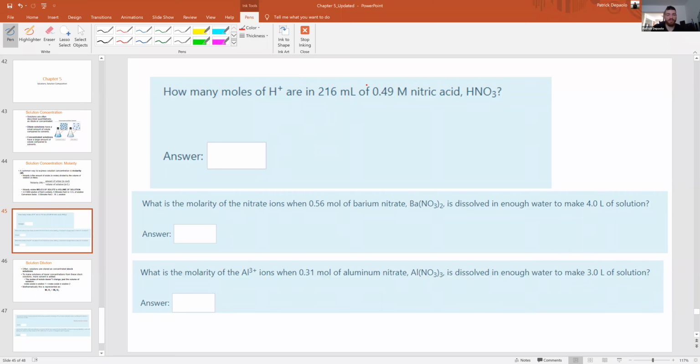All right, how many moles of H plus are in 216 milliliters of 0.49 molar nitric acid? Okay, so let's write the equation, plug and chug. 0.49 molar equals X amount of moles, and this is moles of HNO3, because the solution is HNO3, over 0.216 liters. Note how I changed the milliliters to liters.